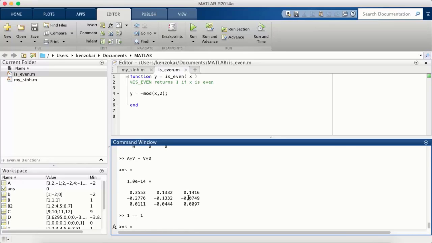But we have to remember that there's always in programming some round off error. So if we subtract A times V minus V times D, we should get back a very small number. Right? And so we do that, we see 1 times 10 to the minus 14, which is indeed very small. So for all intents and purposes, they are still equal, even though equals equals returns false.